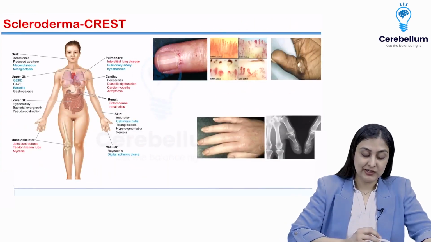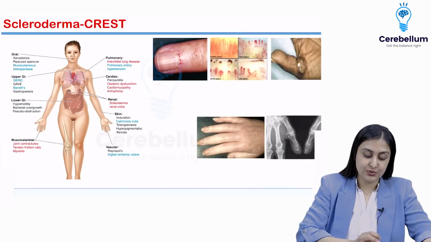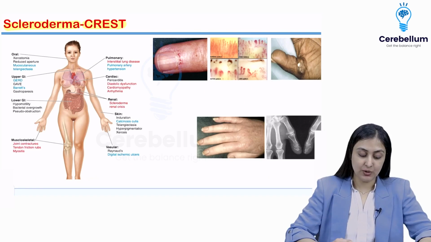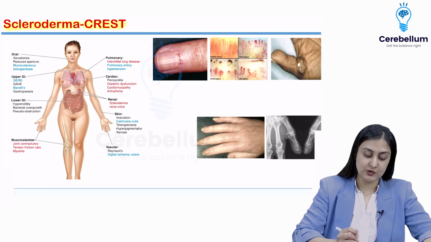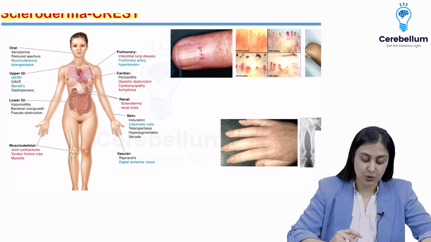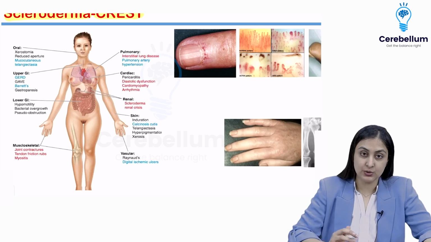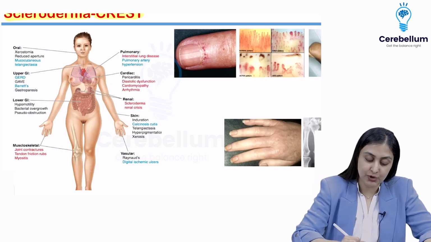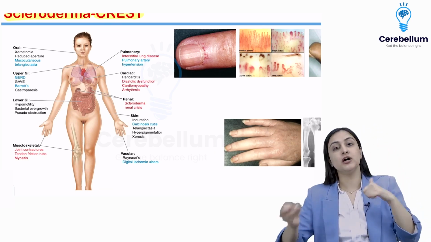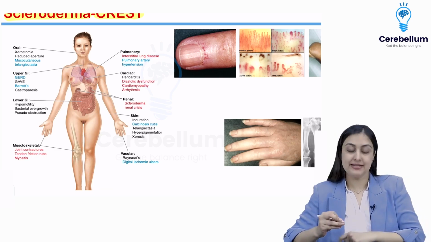Coming to scleroderma and CREST. So diffuse disease is scleroderma, whereas limited is CREST. Looking at all of the manifestations here, this is an image from Harrison's which very beautifully describes all manifestations. There's a color coding here. The ones in red are more common in the diffuse type, whereas the ones in blue are more common in the limited type or the CREST type.